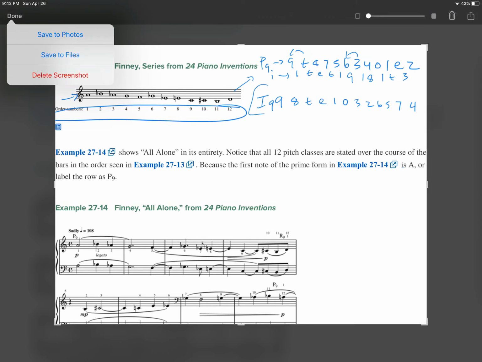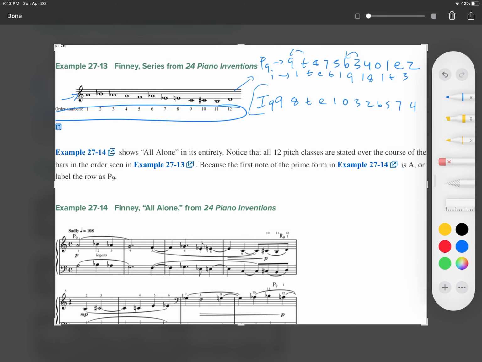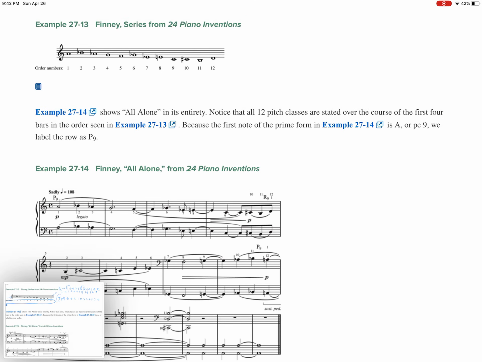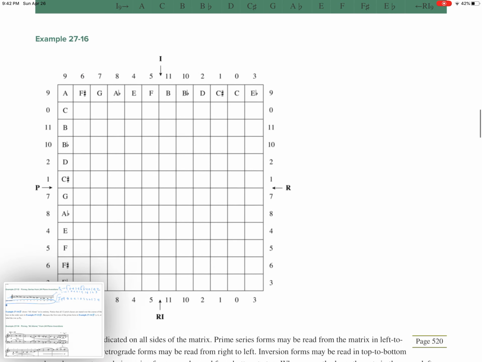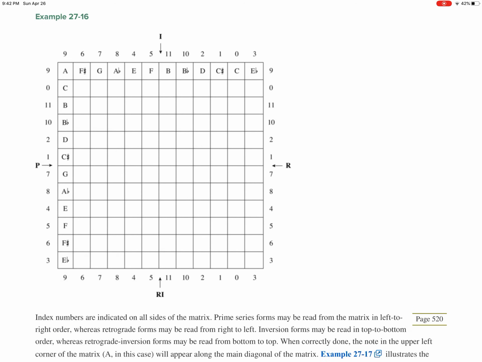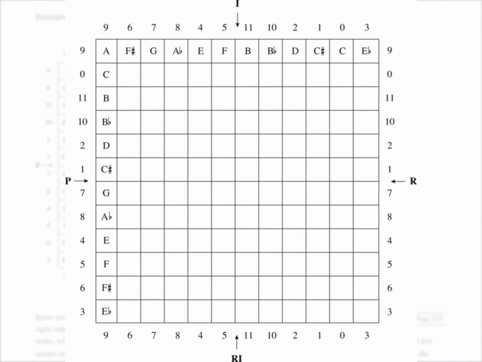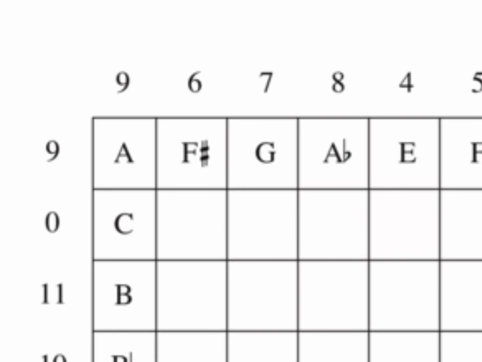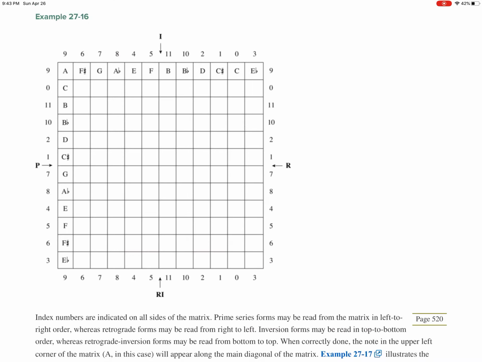A matrix is something that can help us see all possible 48 row forms. Here you see a matrix. I'm going to build my matrix with pitch class integers, because for me it's a lot easier to put it all in using pitch class integers rather than letter names, because then my index numbers 9, 0, 11, 6, 7, 8, etc., will make a little bit more sense.